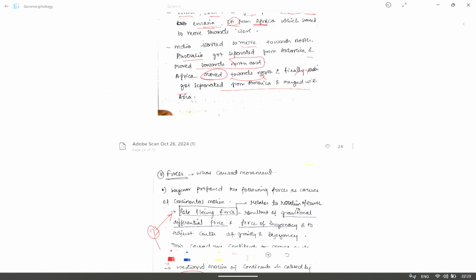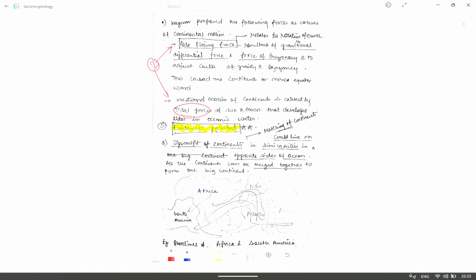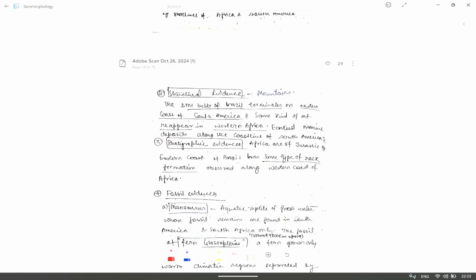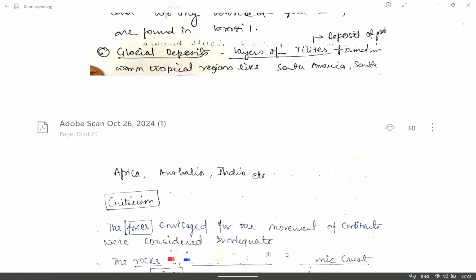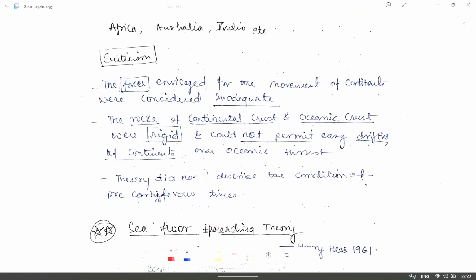What is the theory, how did the separation happen, what are the forces which caused it, what are the evidences which were given. So this is important, questions have come from this many times.